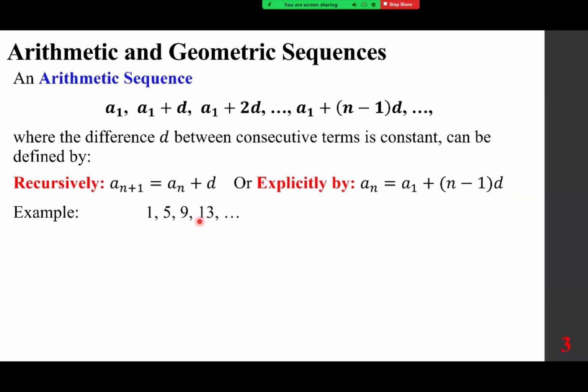Example 1, 5, 9, 13. As you can see, we are adding a common number of 4.